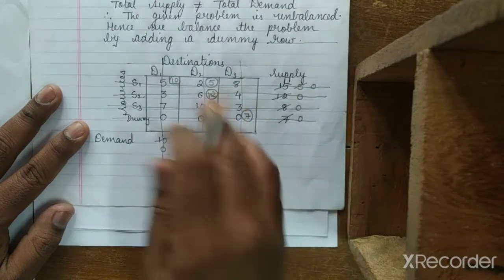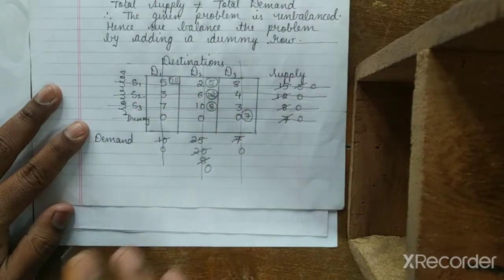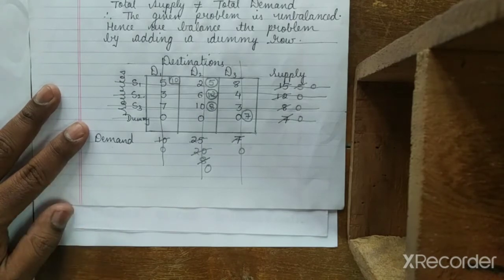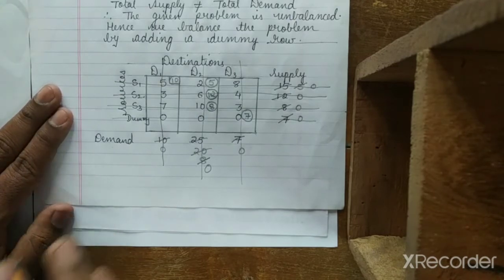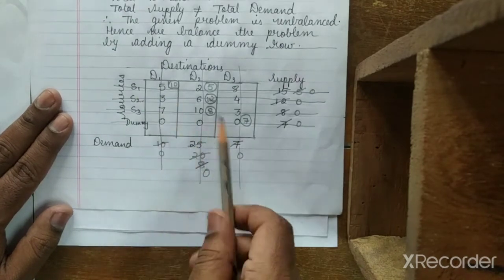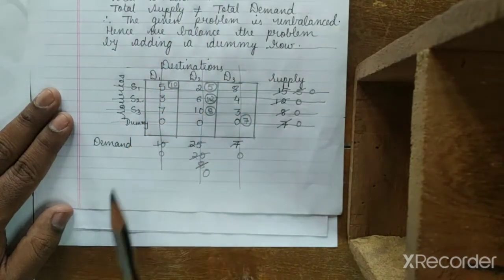Cancel it out. Just check whether all the rows and all the columns are cancelled or not. If they are cancelled, that means you have balanced the problem. Or else, if something is remaining, that means you have forgotten to balance the problem. There was a need for a dummy, that is, supply was not equal to demand.